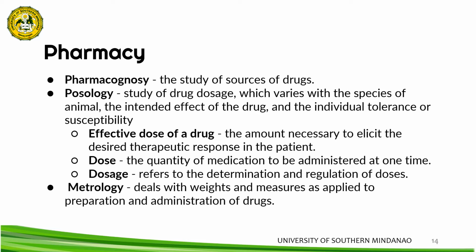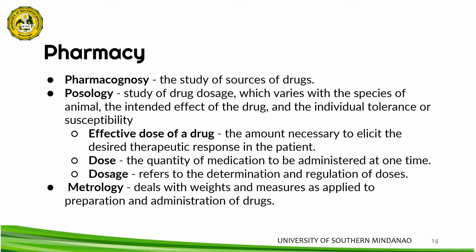Another is the individual tolerance or the susceptibility. So there are certain species of animal that are more tolerant to that particular drug compared to the other species of animal. And we also have some animals which are more susceptible or sensitive to a particular drug compared to other species of animal. So, for example, those animals that are more sensitive to a particular drug require a lower dose compared to those animals that are tolerant to that particular drug.